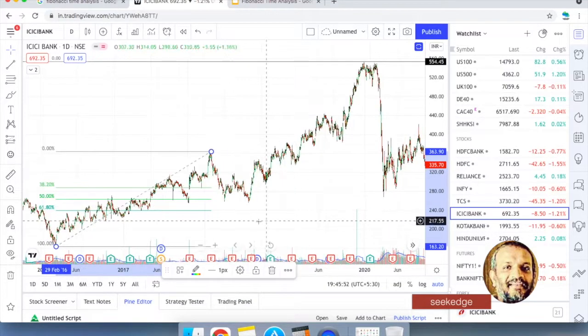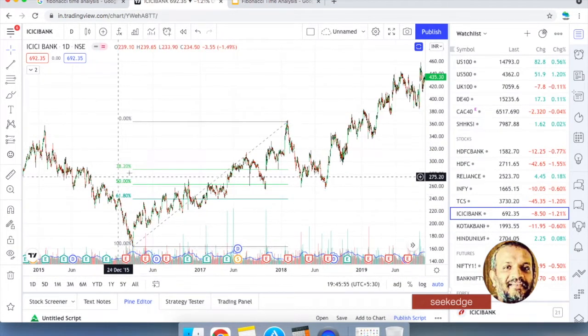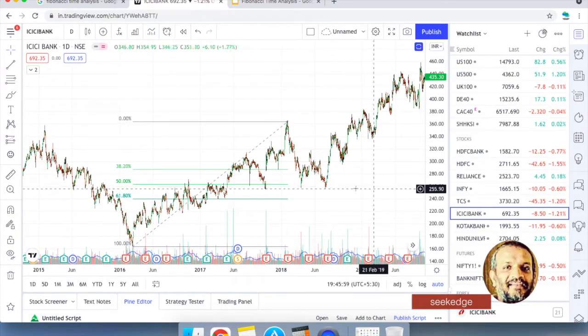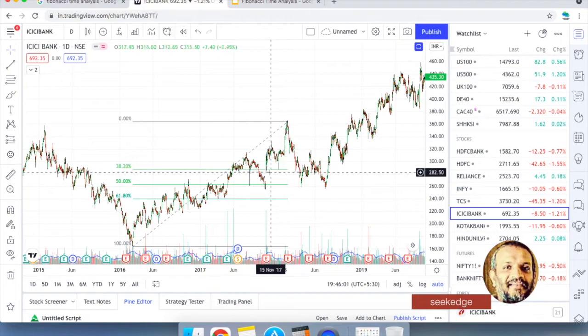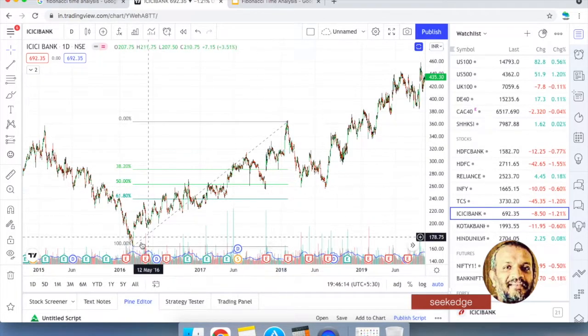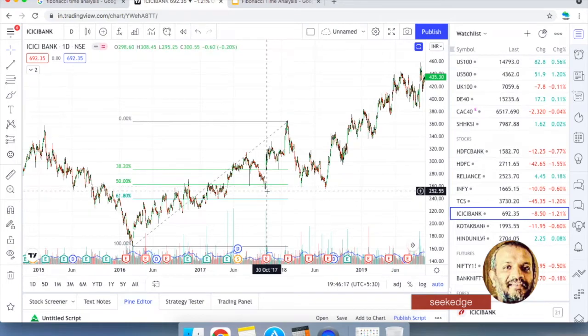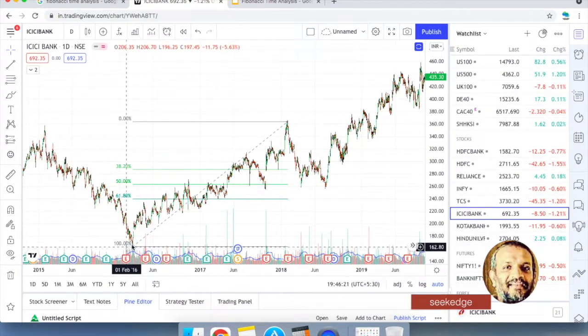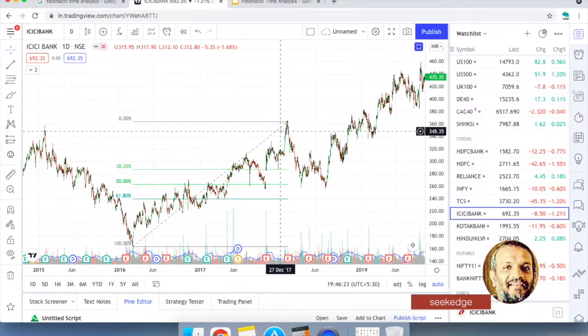So what does it say? I'm marking only 38, 50 and 61. These are the major three levels. I'm looking for a retracement of this price move to happen at 38% and then 50%. In this case you can see the price has fallen slightly below 50, then retraced and moved up, if you look only at this trending move.